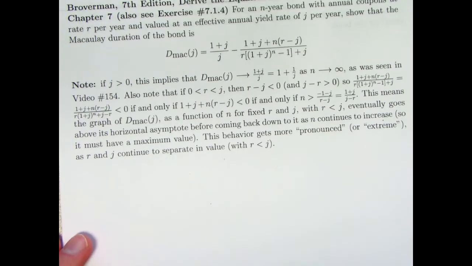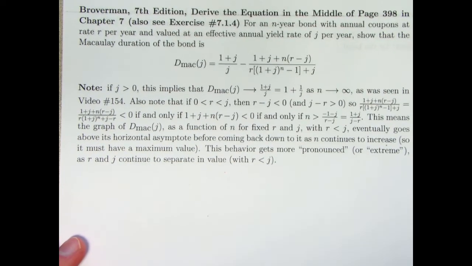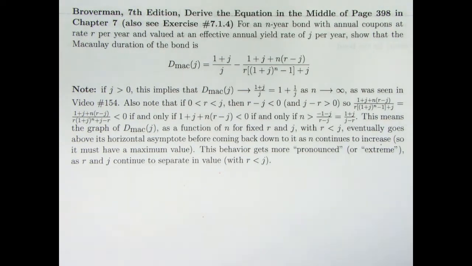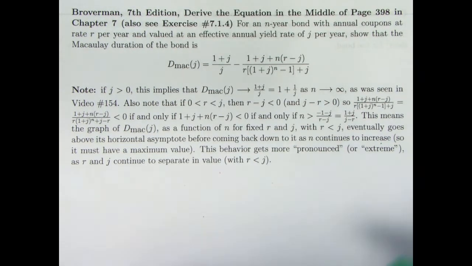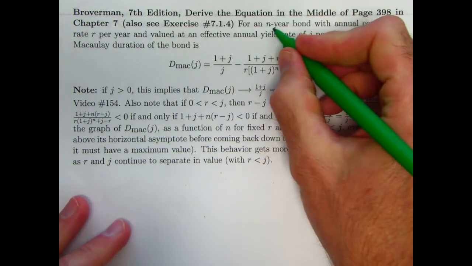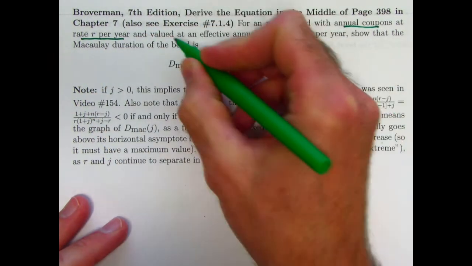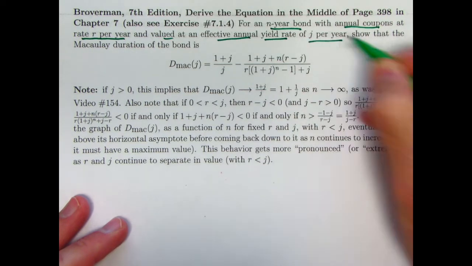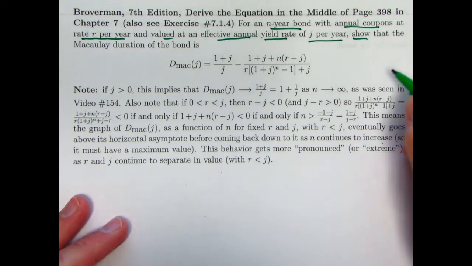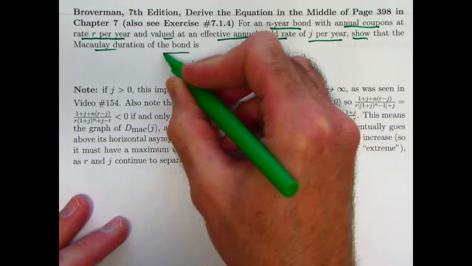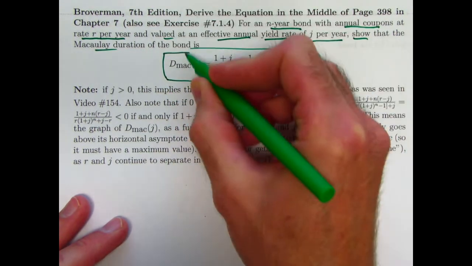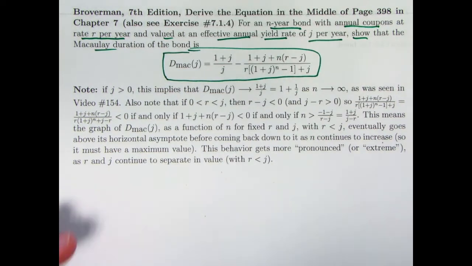Okay, so let's now look at the given situation. Again, this is deriving the equation in the middle of page 398 of chapter 7. We've got an n-year bond with annual coupons at coupon rate r per year, valued at an effective annual yield rate of j per year. First goal is to show that the Macaulay duration of the bond has this formula. And it's written with this notation, Dmac of j, to say, ordinarily we think of r and n as fixed and j as the variable, and we're interested in what happens to the duration as j changes.